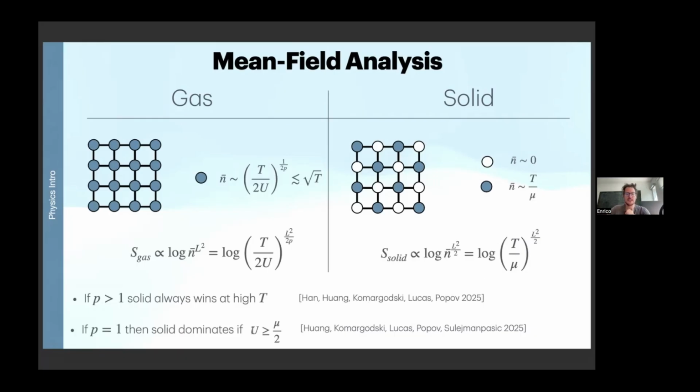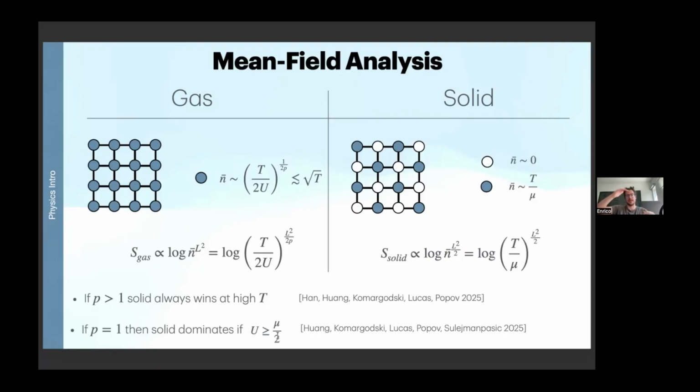For p equal 1, and this is interesting, you see that the entropies of the two phases have the same power of t. And so this entropic competition is going to be settled not by the exact value of u and mu. And just by comparing these two numbers, they propose, and this was confirmed by Monte Carlo simulation actually, that for u bigger or equal than mu half, at high temperature you have a solid phase, and for u smaller than mu half, instead at high temperature you have a gas.